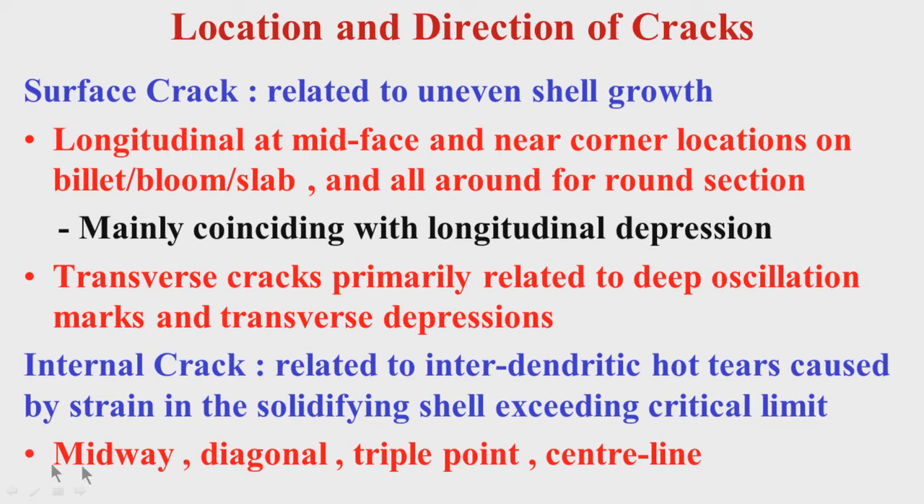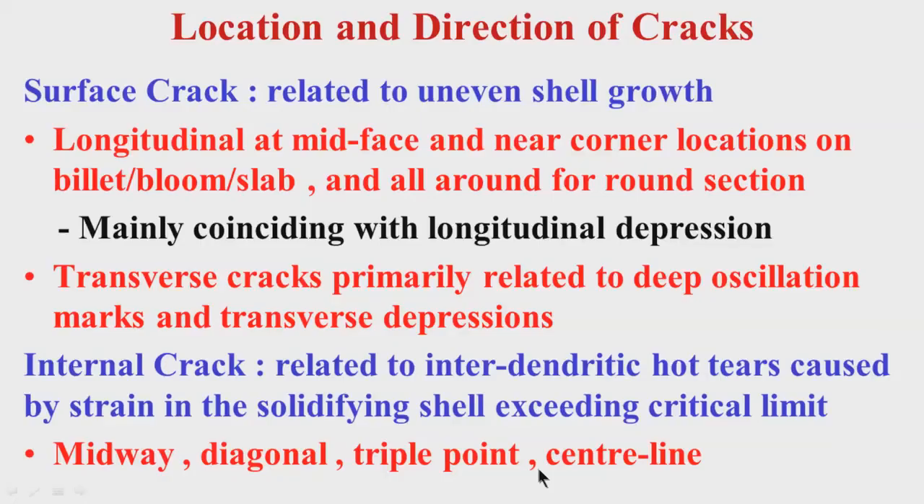If it is midway, in between the surface and the central region, it can be the diagonal areas, that means where the two solidification fronts are matching. That interface between the two solidification fronts is a weak point, weak joint, so there might be cracks. At the triple point, three solidification fronts are meeting, from the two broad surfaces, top and below, and also from the one narrow surface. That is again a weak area, weak joint, so there might be some cracks, and of course there might be cracks or segregation at the center line.